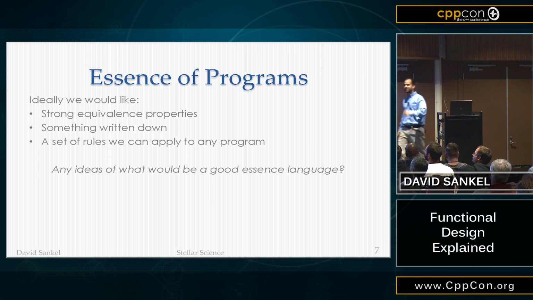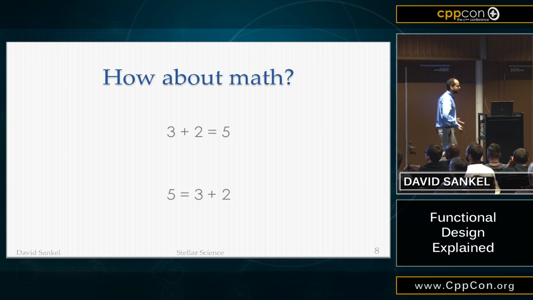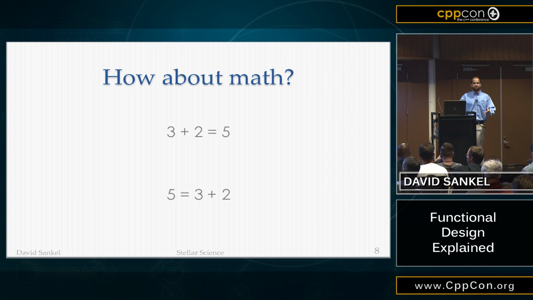Mathematics? Mathematics, exactly. So here we have strong equivalence properties. In mathematics, you learn in grade school, 3 plus 2 is equal to 5. Right? They're the same thing. It's just another way of writing 5. And 5 equals 3 plus 2.